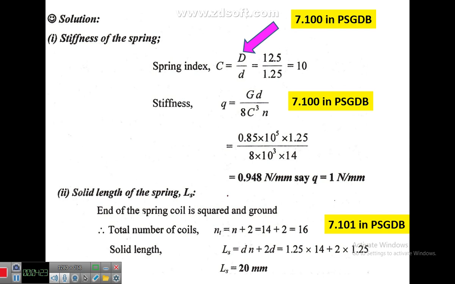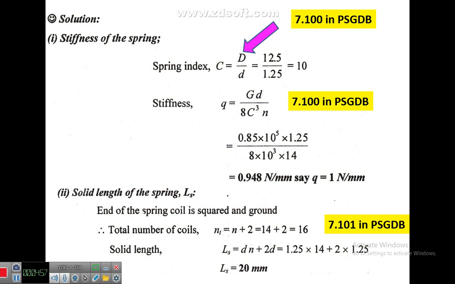So from page number 7.100 in the PSG data book, we have the formula C equal to D by d. It's the spring index formula. So substitute this, you're going to have C as 10. Then coming to the next formula, stiffness, that is available on page number 7.100 in the PSG data book, that is k equal to Gd / 8C³n. So substitute all the values and you finally get 0.948 N/mm. It's going to be rounded, we make it as 1 N/mm.